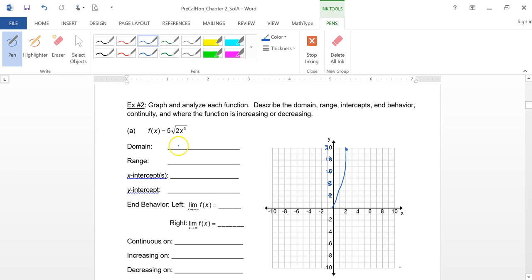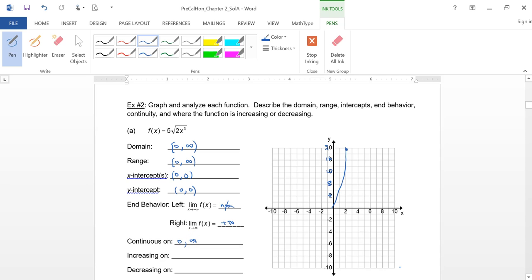Back here, the domain then is from 0 to infinity, and we can have 0 in there. The range is, again, same thing. X-intercepts, 0, 0. Same with y-intercepts. Left behavior. Okay, so when x approaches negative infinity, that's an invalid question. So just say none or NA. As x approaches positive infinity, we go to positive infinity. It's continuous from 0 to infinity.